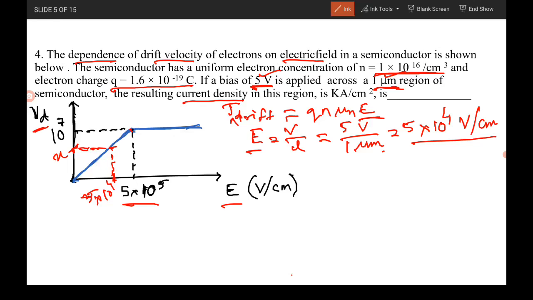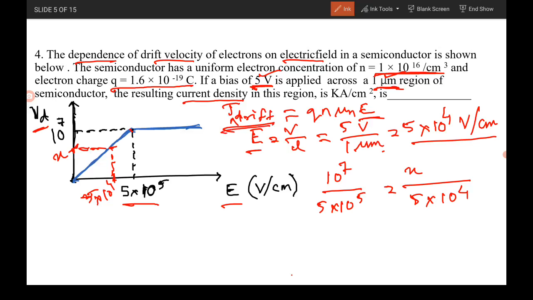For the electric field 5 into 10 to the power 5 as well as 5 into 10 to the power 4, we can write the slope of the graph mathematically as the given drift velocity, that is 10 to the power 7, divided by the given electric field 5 into 10 to the power 5, which will be equal to the required drift velocity, which is x, divided by 5 into 10 to the power 4. Because the question is asked to find the drift velocity.